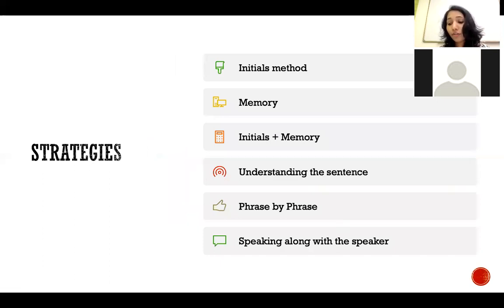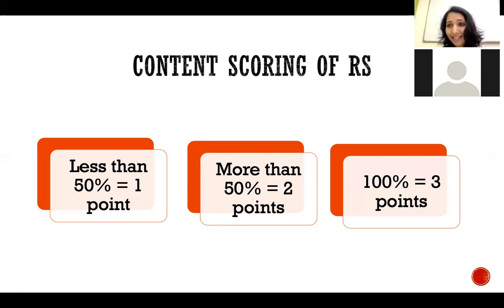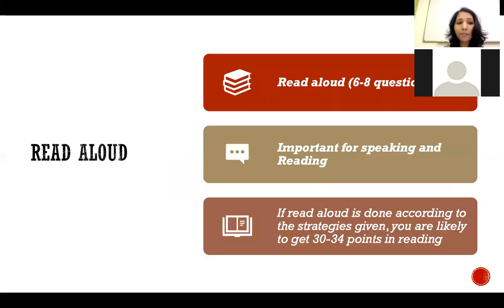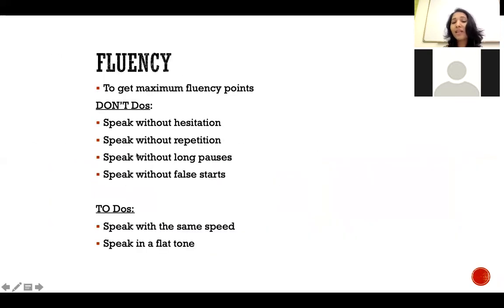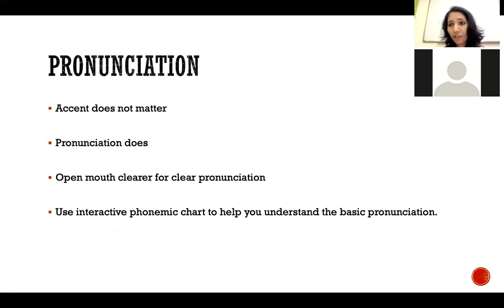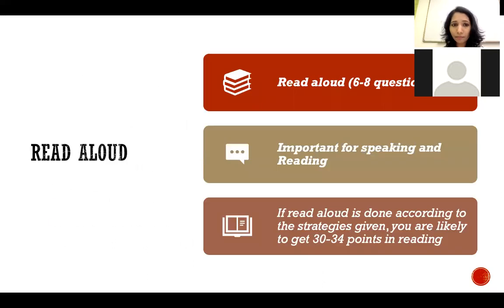Now, there are 2 factors that your speaking depends on: fluency and pronunciation. So how do you get your maximum fluency points? Speak without hesitation, speak without repetition, speak without long pauses, and speak without correcting yourself. That's how you get your maximum fluency points. So these are how not to speak. As for how to speak: speak at the same speed, speak in your flattest tone. To instantly improve your pronunciation, open up your mouth wider. Also use this interactive phonemic chart to help you understand the basic pronunciation.